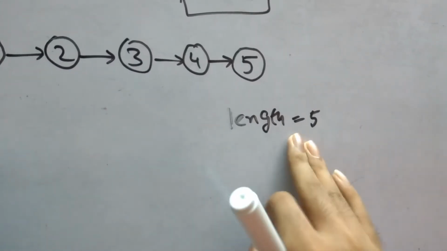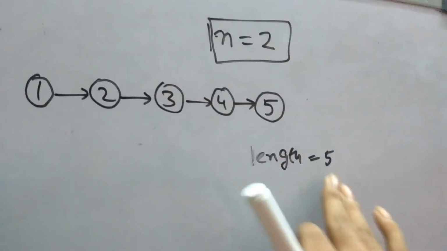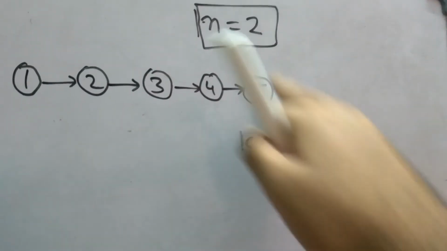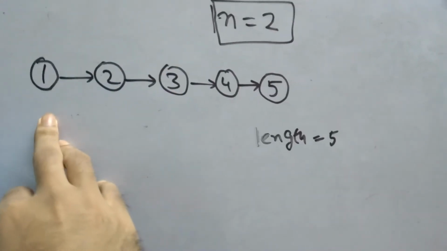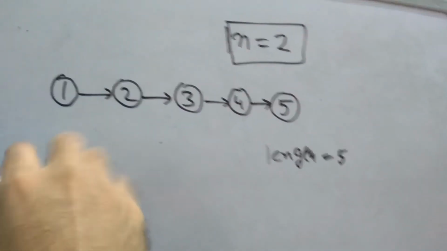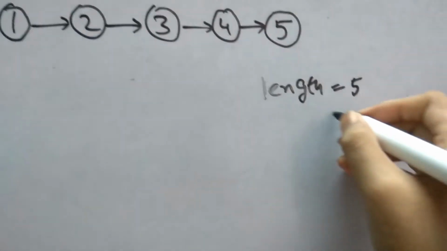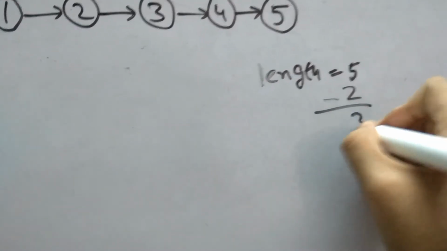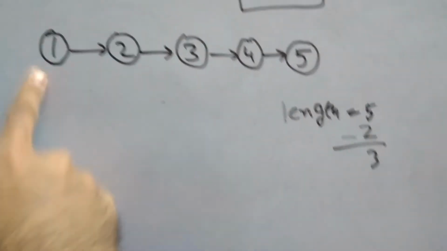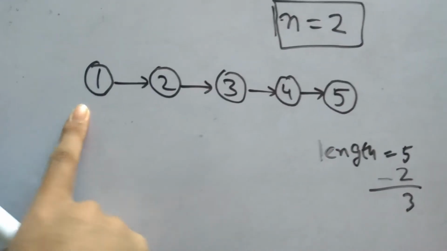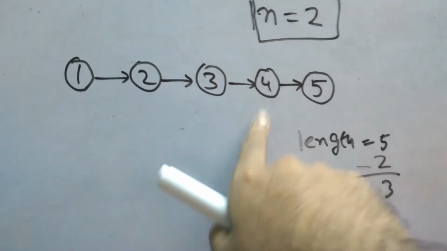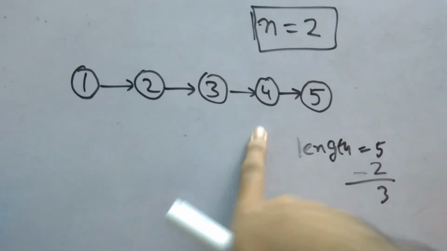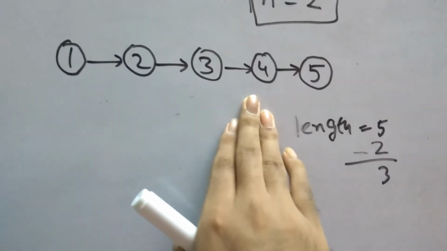Now if we know the length is 5, we can easily find out that the node just before the second last node will be at position 3. If we do 5 minus 2, we get 3. So starting from the beginning, it will be 1, 2, 3, and after 3 comes the second last node. Okay, so in this way we can do it.